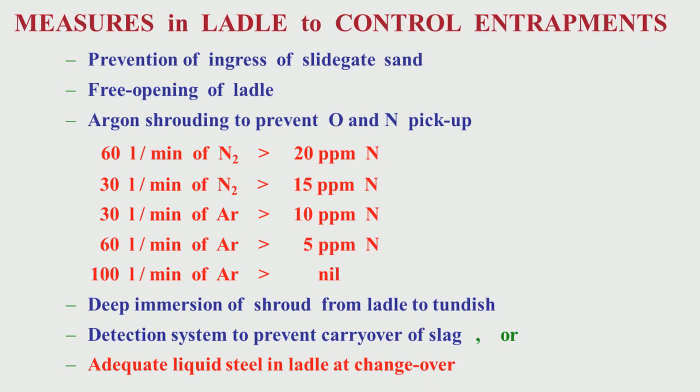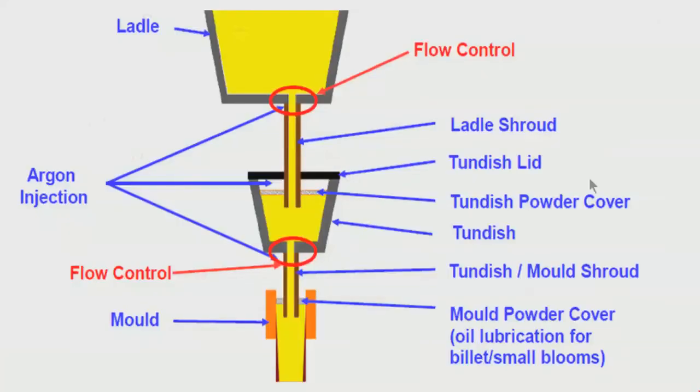So, as I was telling, this is the level of oxygen flow which is necessary to control oxygen and nitrogen pickup when liquid steel is coming down from Ladle to Tundish. Again, deep immersion of the shroud from Ladle to Tundish is necessary. Then another important thing: when liquid steel is coming down from the Ladle to the Tundish, as I was discussing, the Ladle is getting emptied. From the Tundish again, it will come down to the mold.